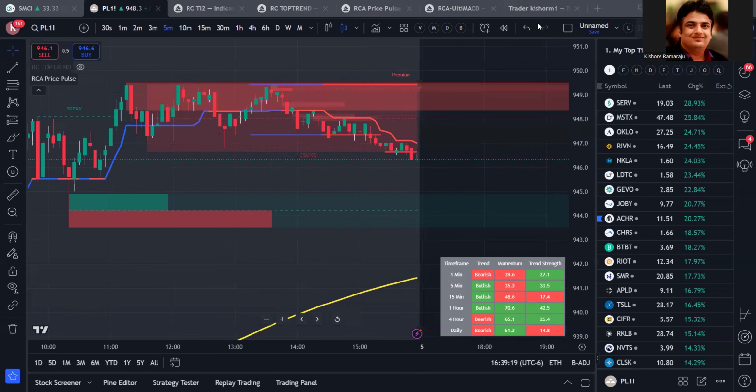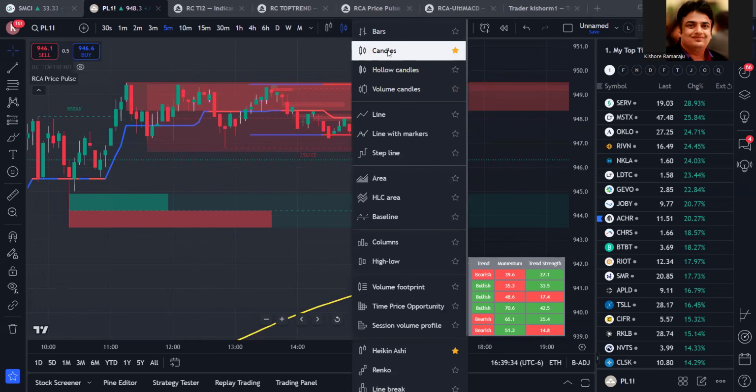You cannot buy options directly. You can buy the stocks or the futures from TradingView. You should use normal candles. You should go here and select just candles, not the hollow candles.